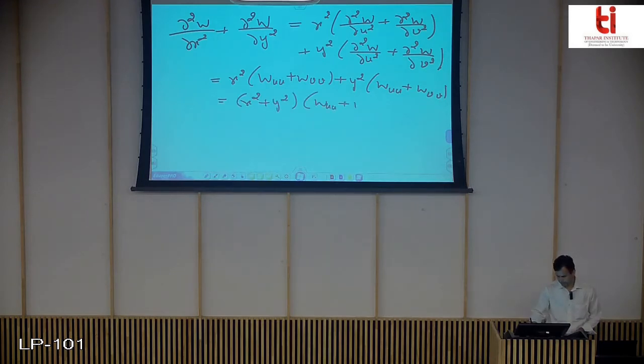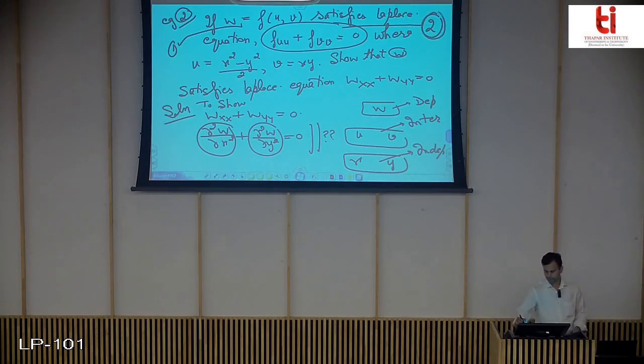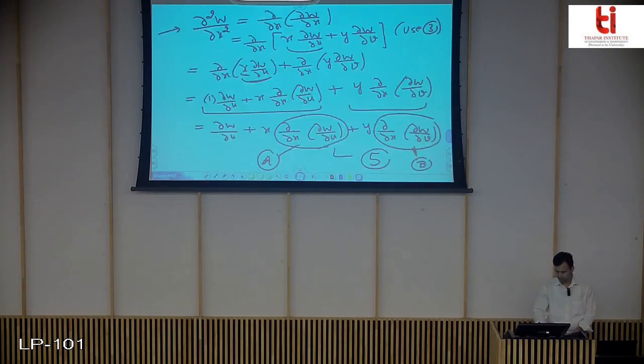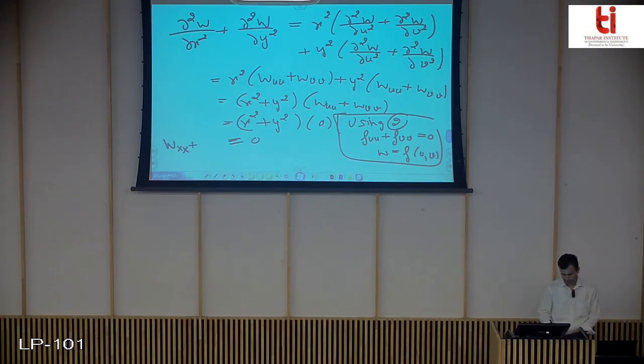This is, and this is equal to 0 using your equation number, yes, here it is 2. So I can write it here, using 2, where it is given f u is equal to 0 and w is equal to f u. Since it has been given to us, this is equal to 0. So w xx plus w yy equals 0. True.